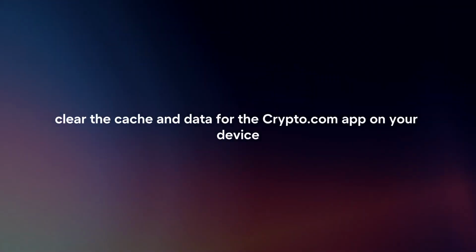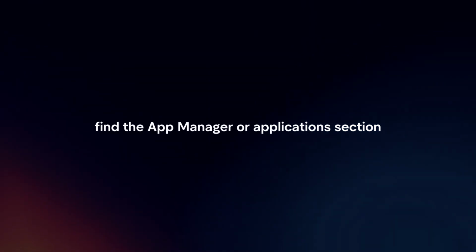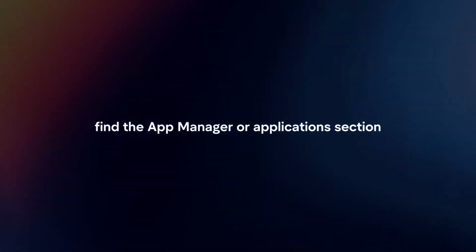Clear cache and data. If the app continues to malfunction, clear the cache and data for the Crypto.com app on your device. Go to your device's settings, find the App Manager or Applications section, locate Crypto.com and then clear the cache and data.